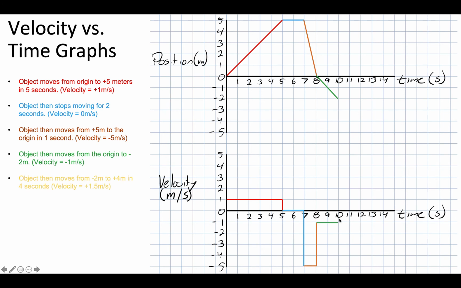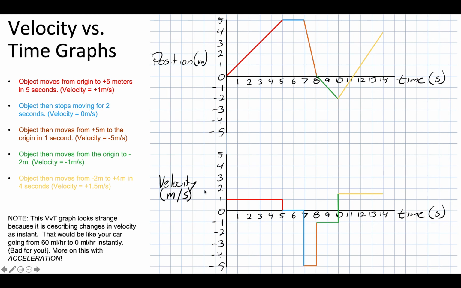Finally, the object moves from negative 2 to positive 4 meters in 4 seconds. And so that is a change in position, a displacement of positive 6 meters over the course of 4 seconds. And so that gives us a velocity of positive 1.5 meters per second, which is going to look like this on the graph. Now, I do want to point out that this graph, this velocity versus time graph, looks a little weird. It kind of looks like a Tetris game.